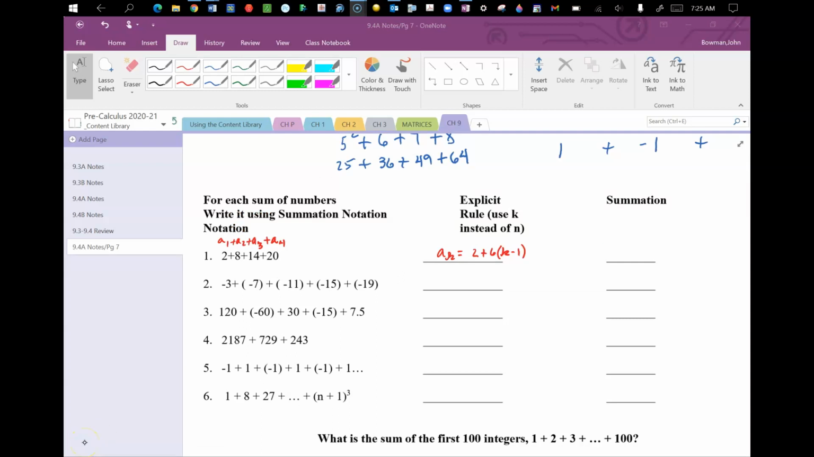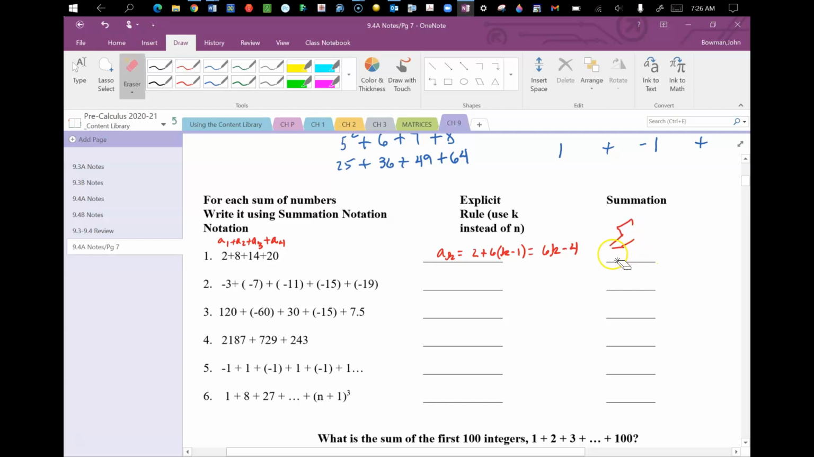While I like the explicit rule in its current form because it clearly shows you the initial value, the common difference, and the fact that you're going to add the common difference k minus 1 times, when you write this series in summation notation, you're going to want to simplify that first. So if we were to distribute the 6 and combine like terms, we would have the following, 6k minus 4.